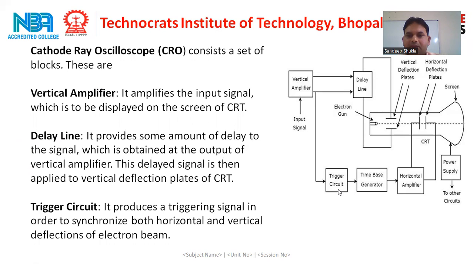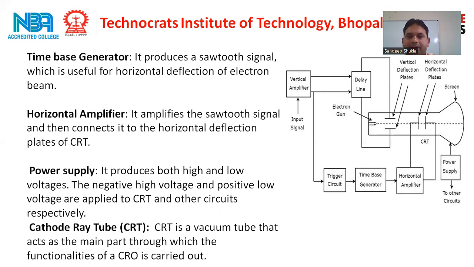Third one is the trigger circuit. The trigger circuit produces triggering signals in order to synchronize both horizontal and vertical deflection of the electron beam. Next, the time-base generator, you can see here. The time-base generator produces a sawtooth wave which is useful for horizontal deflection of the electron beam.